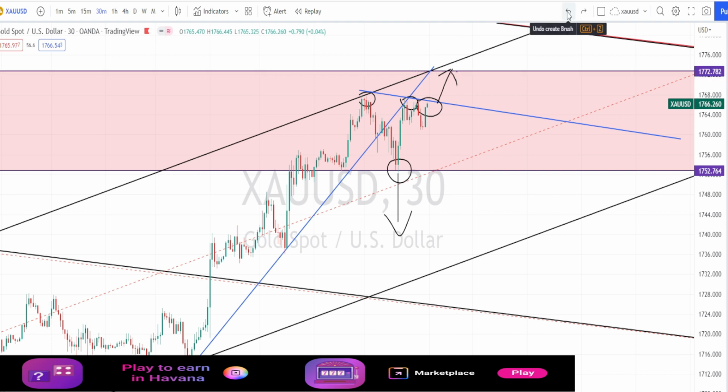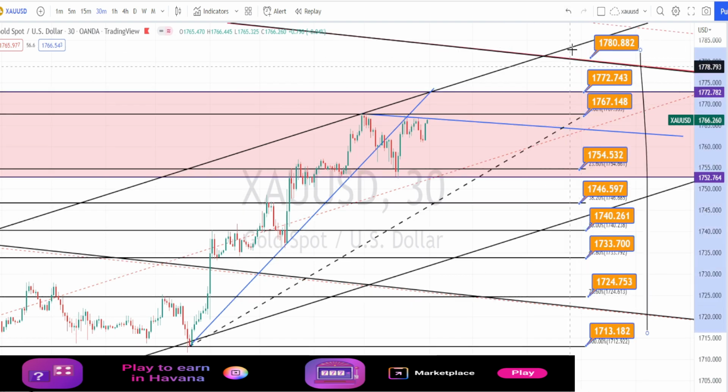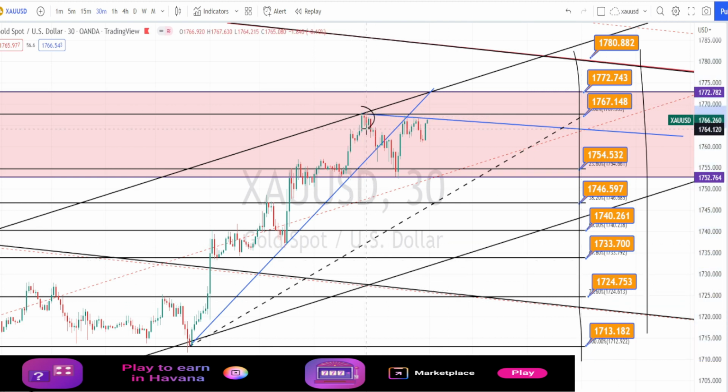Let us mark the support and resistance levels. So the values within this orange color boxes are the resistance and support levels for 30 minutes time frame. Wait for the price action to break the previous high if you want to take trades on the bullish side, and wait for the price action to break the previous support level of 1754 in order to take trades on the bearish side. Let us do the analysis in 5 minutes time frame.